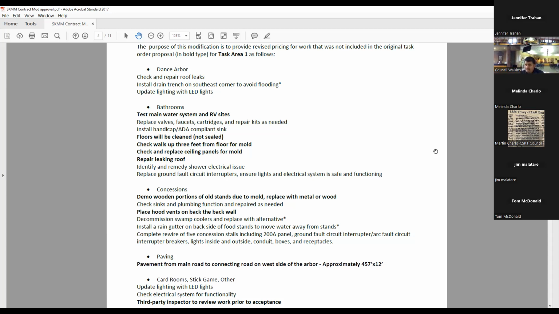Bathroom buildings are looking good. The card room's going to get new lights. Both the stick game and main pavilion got new LED lights. So yeah, things are looking a lot better than they were a month and a half ago.